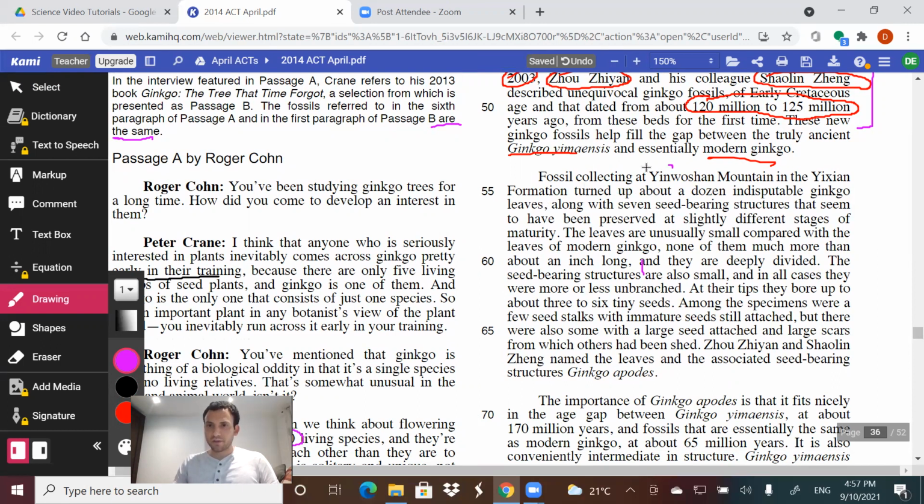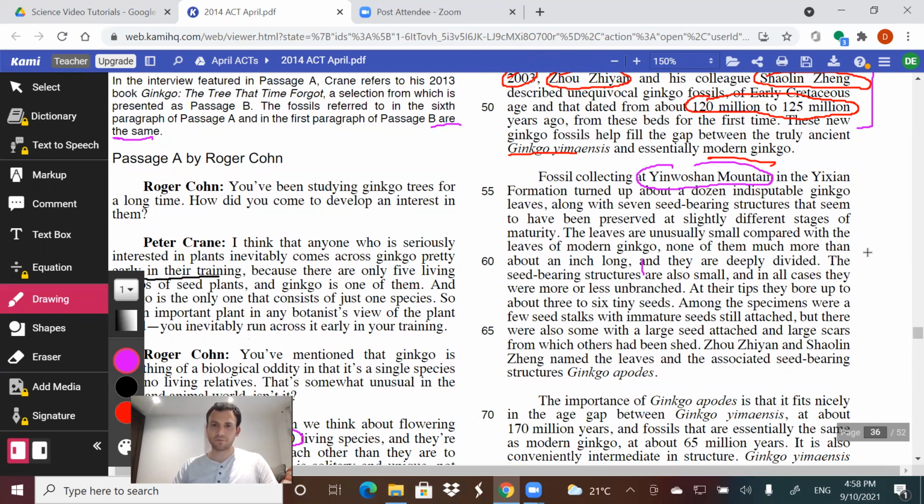Fossil collecting at this mountain in the Yixian Formation turned up about a dozen indisputable ginkgo leaves, along with 7 seed-bearing structures that seem to have been preserved at slightly different stages of maturity. The leaves are unusually small compared with the leaves of modern ginkgo. None of them are much more than about an inch long, and they are deeply divided. The seed-bearing structures are also small, and in all cases, they were more or less unbranched. At their tips, they bore up to about 3 to 6 tiny seeds.